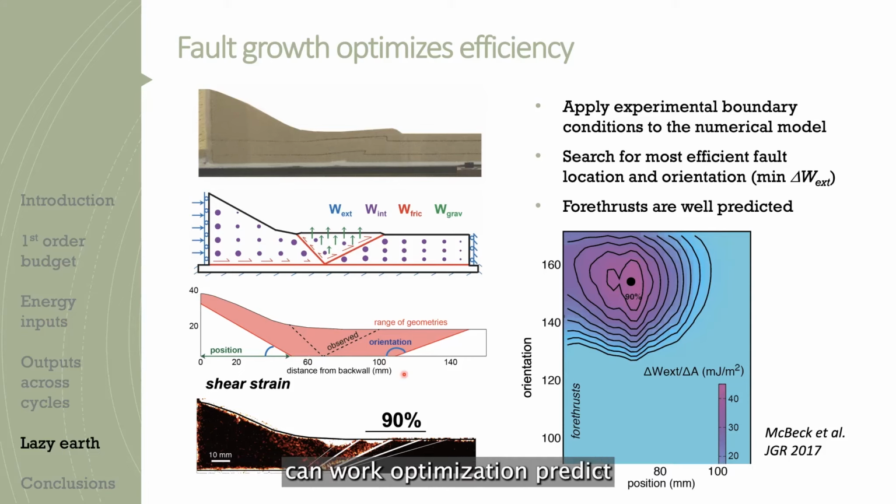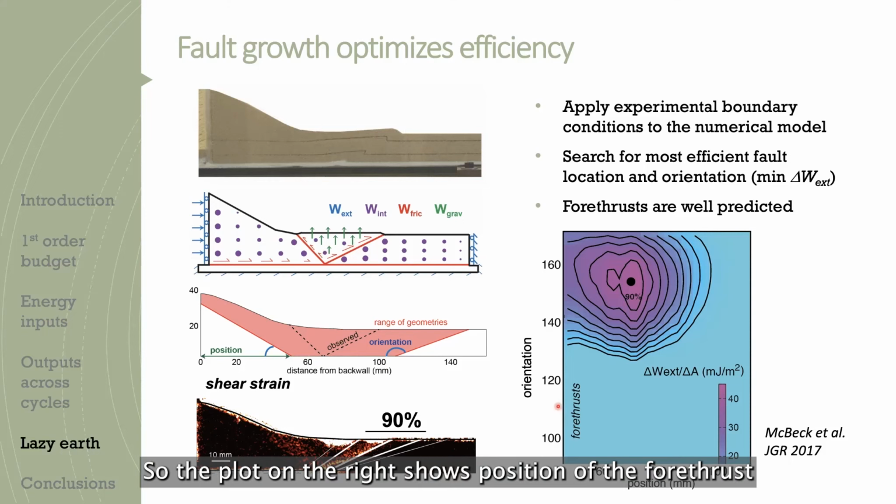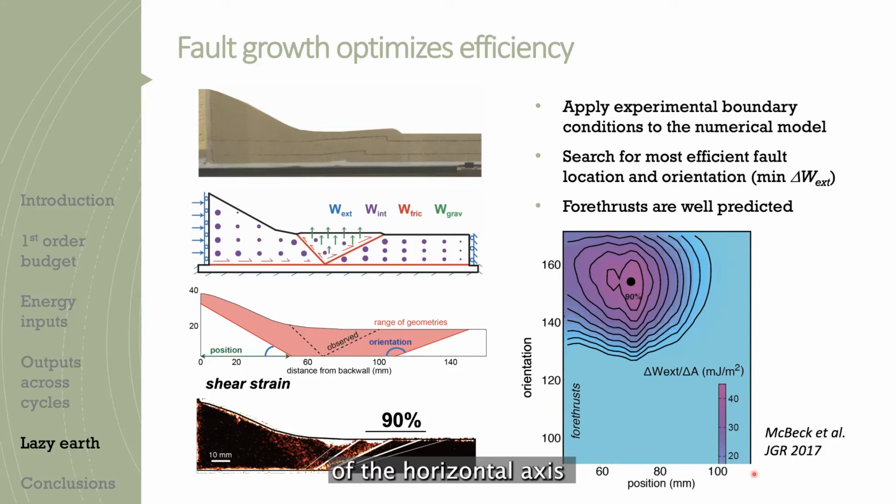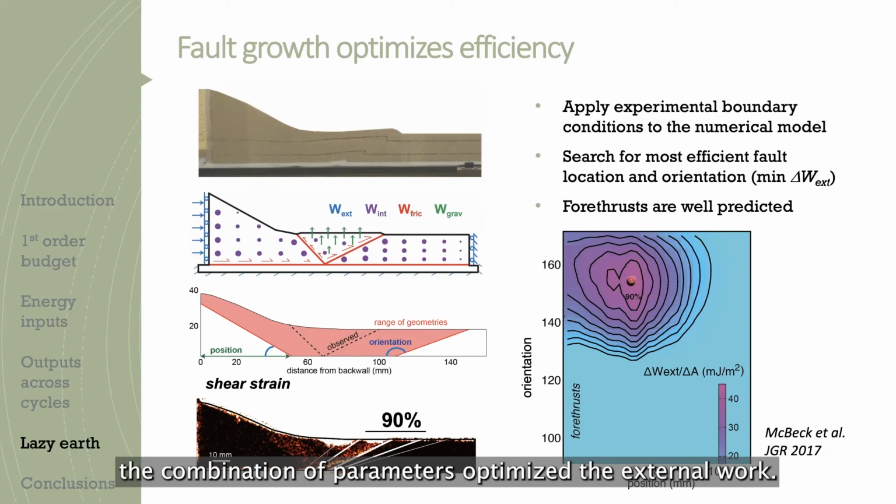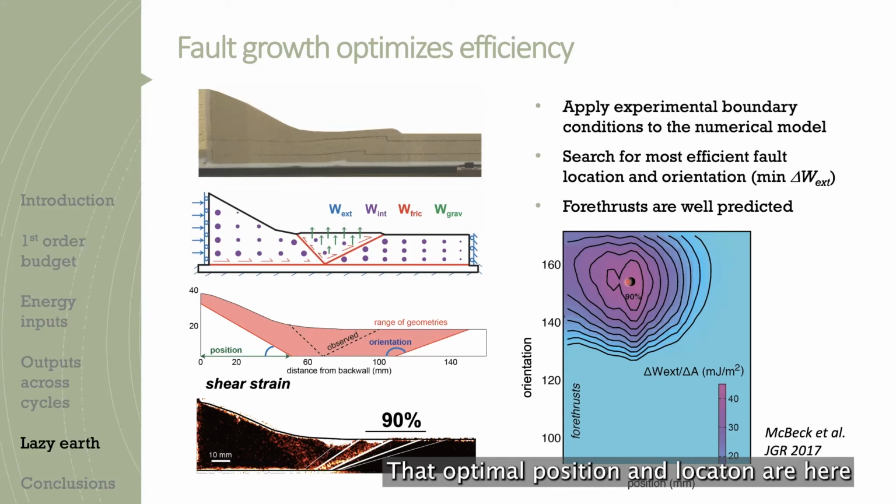So the question was, can work optimization predict where this new forethrust would form? This plot on the right shows position of the forethrust on the horizontal axis and orientation on the vertical axis. And we found that this combination of parameters optimizes the external work. That optimal position and orientation are here overlain on the shear strain map. The shear strain map shows in yellow where the forethrust formed in the experiment, and the optimal forethrust, along with the 90% confidence in these thinner white lines, matches very well the observed forethrust.